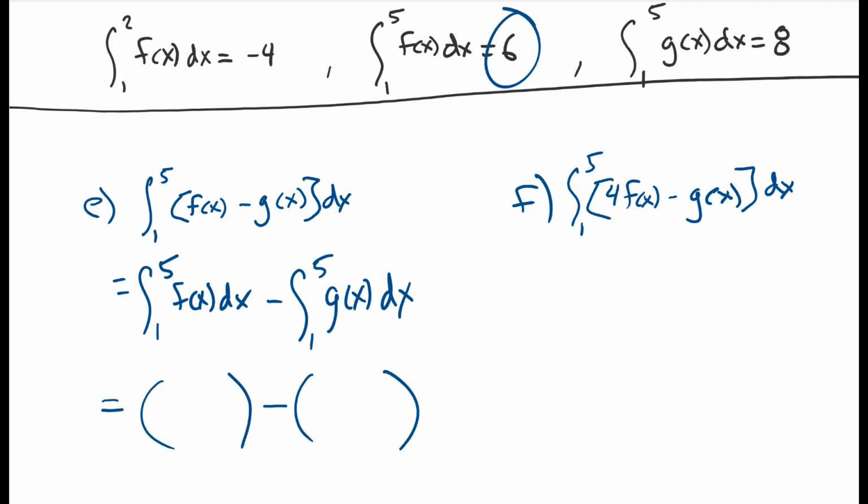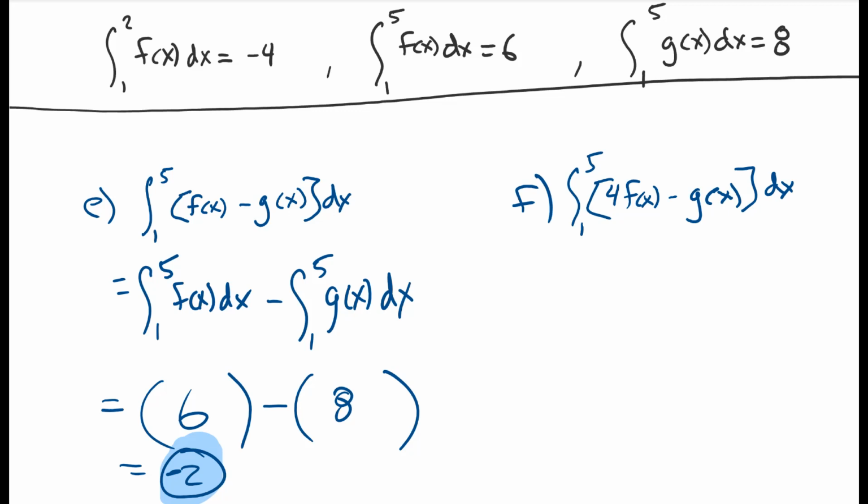From 1 to 5, for f of x, we get 6. For g of x, we get 8. We pop it in and 6 minus 8 is equal to -2. We found ourselves a solution. Oh, did I write 2 and say -2? I did. It's -2. Don't send me a message on that, please.